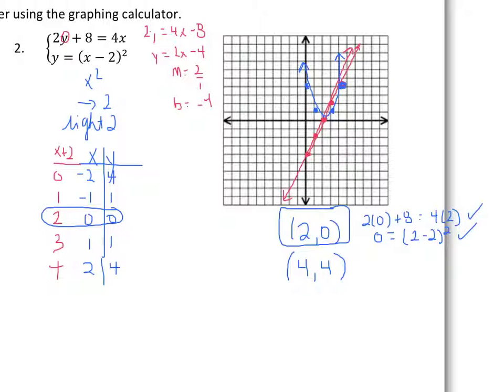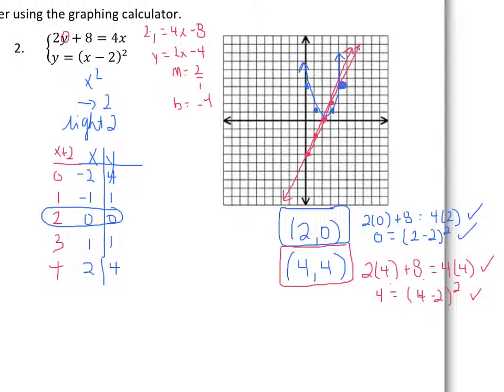And now let's check the next one. I'm going to take 2 times my y value, which is 4, plus 8, and that should equal 4 times my x value, which is 4. So 2 times 4 is 8, 8 plus 8 is 16, and 4 times 4 is 16. So that one checks. Now let's check the next one. For my y value, I'm going to plug in a 4, and that equals, in parentheses, my x value, which is 4, minus 2, and square it. Okay, 4 minus 2 is 2, 2 squared is 4, and that checks with the 4 over there. So looks like both of these are my solutions.